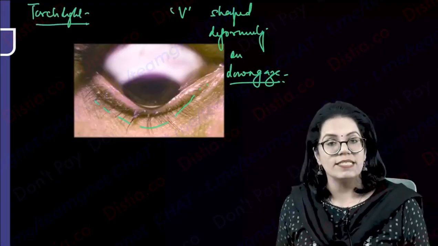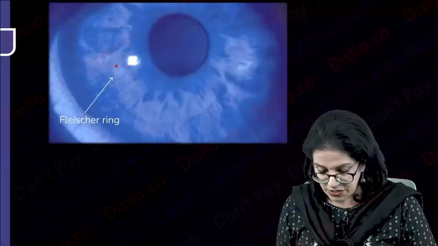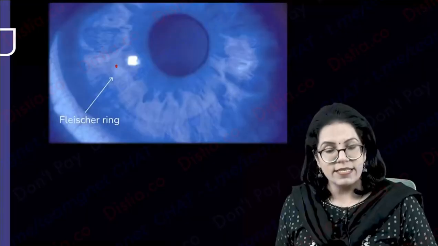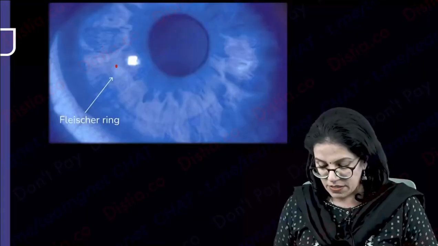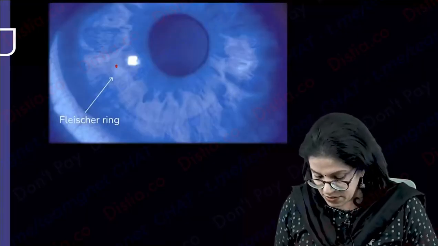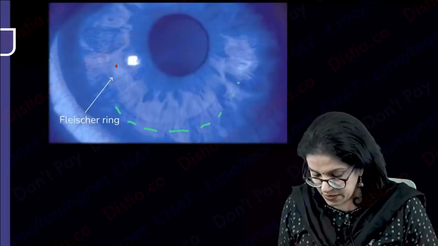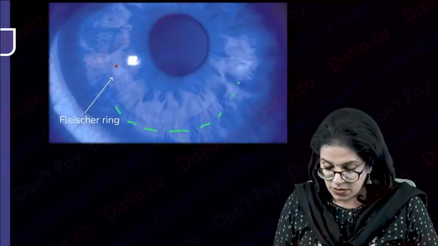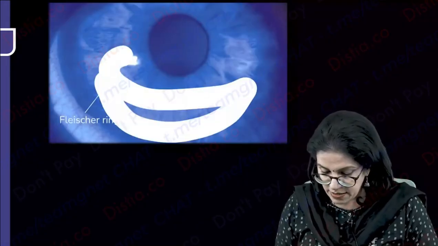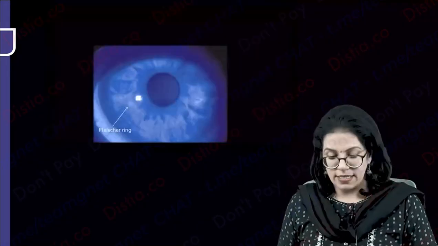What is the next thing that you can see? We were talking about Fleischer's ring. Have a look. This is a slit lamp finding. We are seeing through the cobalt filter. That's why the blue light. This ring is what is Fleischer's ring, as you can see here. Right? So, Fleischer's ring is iron deposition. What next finding can you get here?